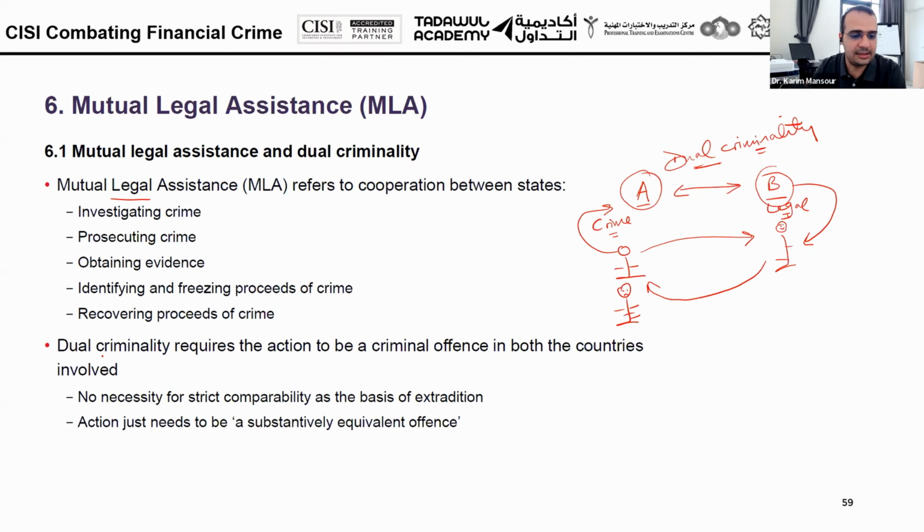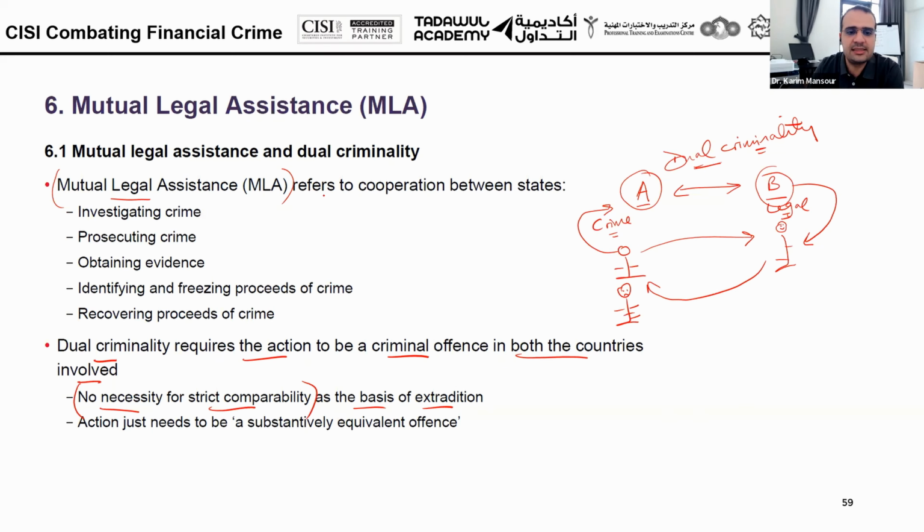Dual criminality requires the action to be a criminal offense in both countries involved. No necessity for strict comparability as the basis of extradition. That means you shouldn't say, if it's a crime in your country, it must be a crime in my country. No. Now, if these two countries have a mutual legal assistance agreement between them, then this dual criminality becomes way easier.